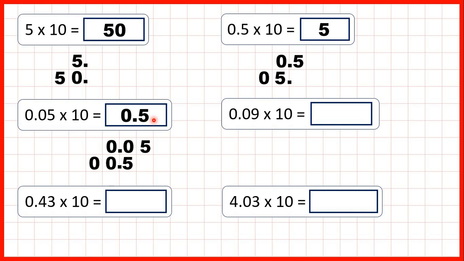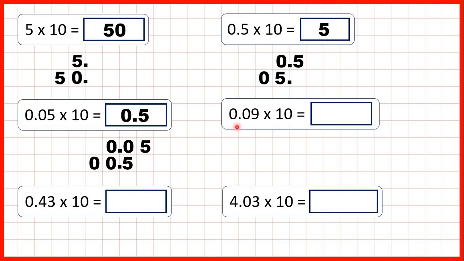Now notice our results so far. When we had 5 ones and we multiplied by 10, we got 5 tens. When we had 5 tenths multiplied by 10, we got 5 ones. And when we had 5 hundredths and we multiplied by 10, we got 5 tenths. And that's because when we multiply by 10, digits move 1 place value to the left, because when you have 10 of something, you have the place value to the left.